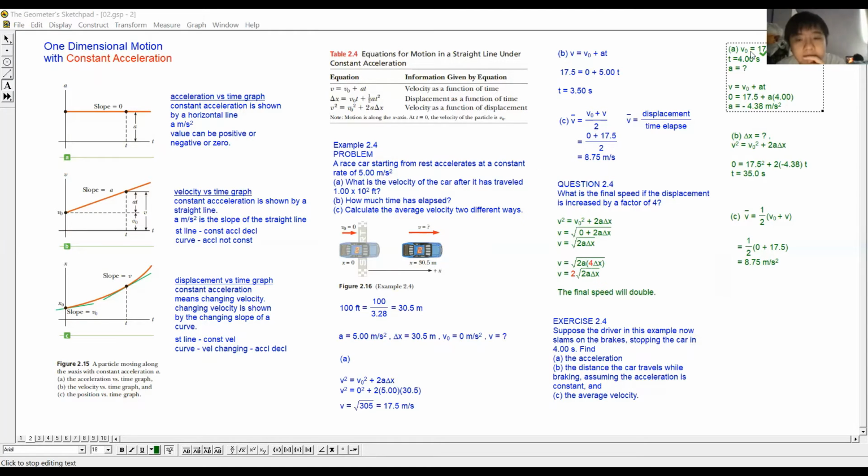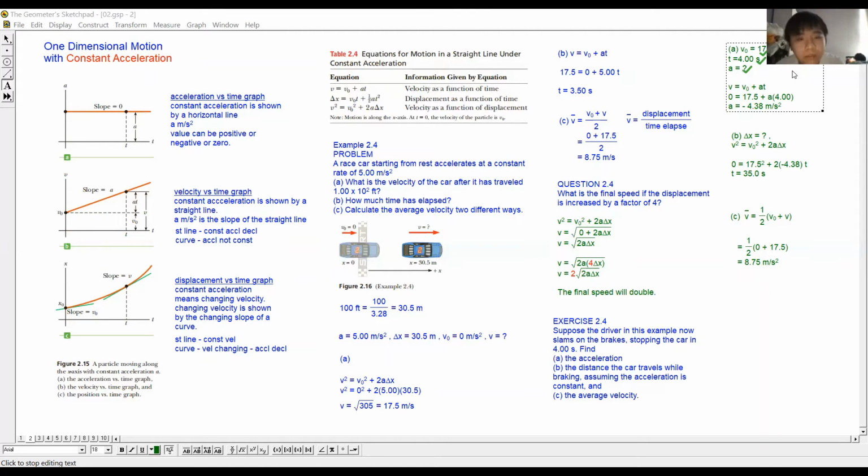Then finally, when they slam on the brake and the car stops, car stop means the final velocity is 0. And how much is the time taken? It is given that the time taken is 4 seconds, and they want us to find the acceleration.